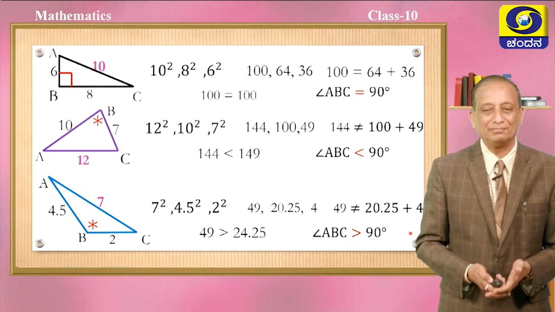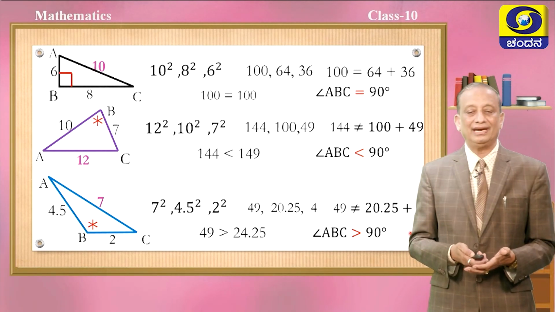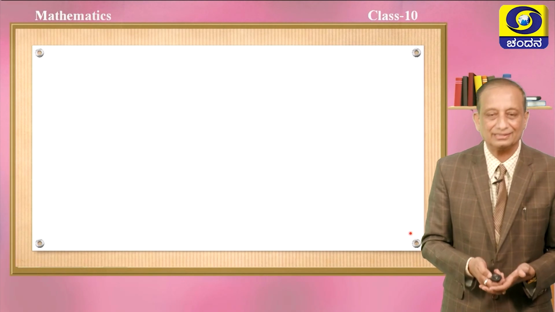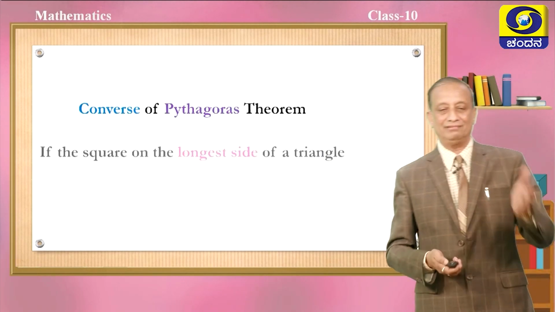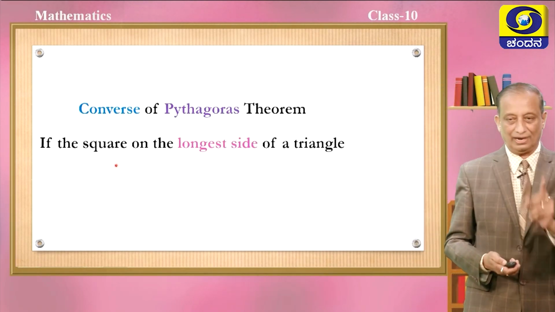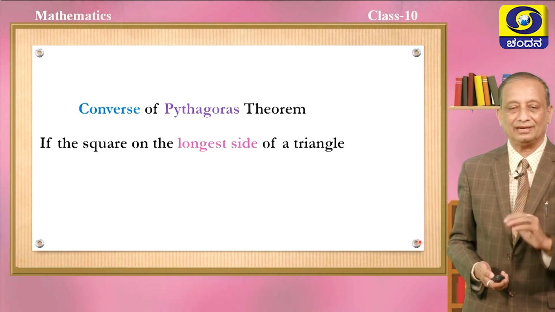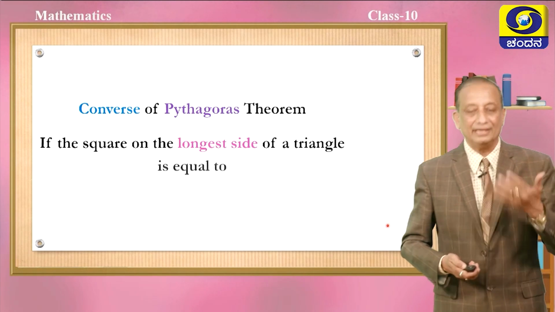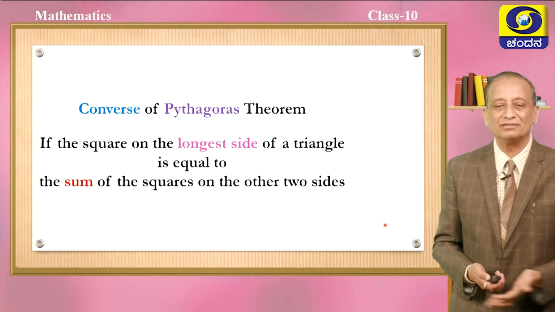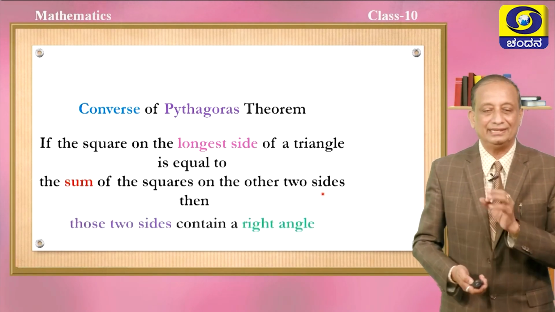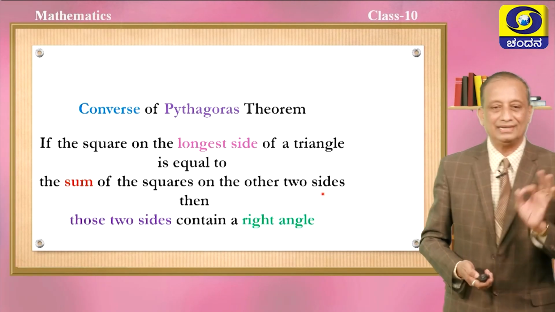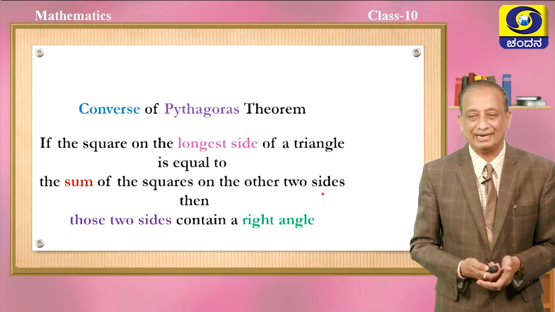With this information, can you state the converse of Pythagoras theorem, children? Okay, can we state it like this? If the square on the longest side of a triangle, you take any triangle, see the longest side, calculate the square on that. If it is equal to the sum of the squares on the other two sides, then definitely you can close your eyes and say that those two sides contain a right angle.